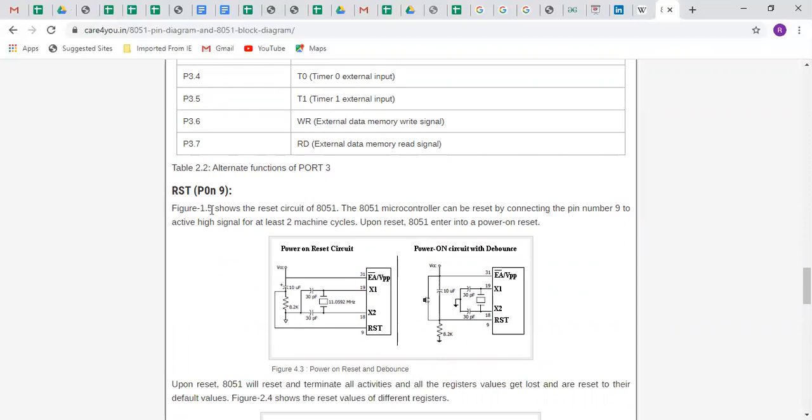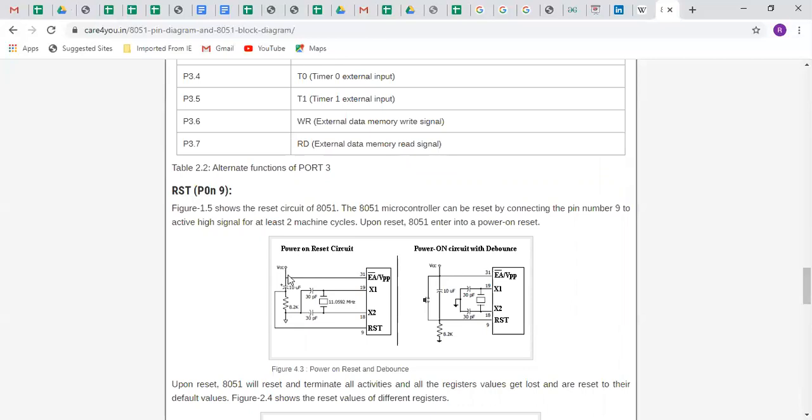The RST signal, P0, pin number 9. So this RST is used for external power on reset circuitry.